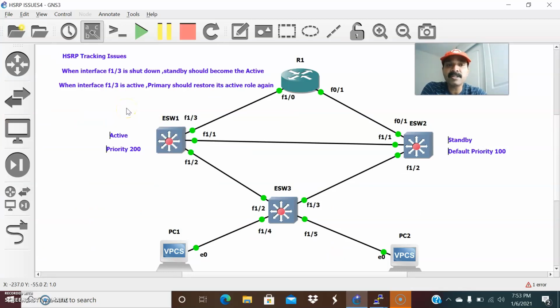If there are tracking issues, what you have to do is always check the decrement value. This is from the exam point of view: always check the decrement value. If the decrement value is lesser, you can increase the value so that when the interface goes down, this will automatically take over the active role. This is the thing I want to show you.